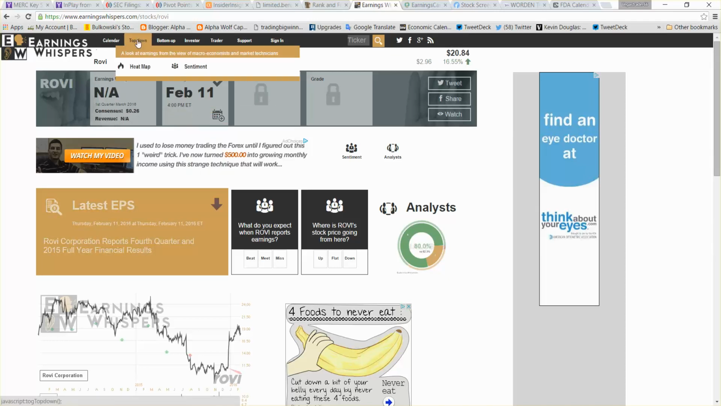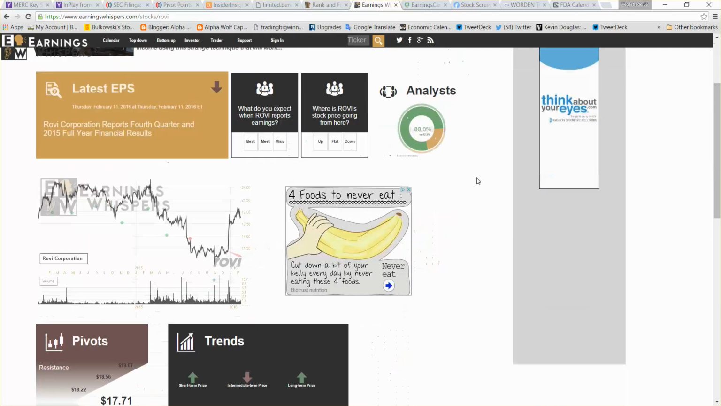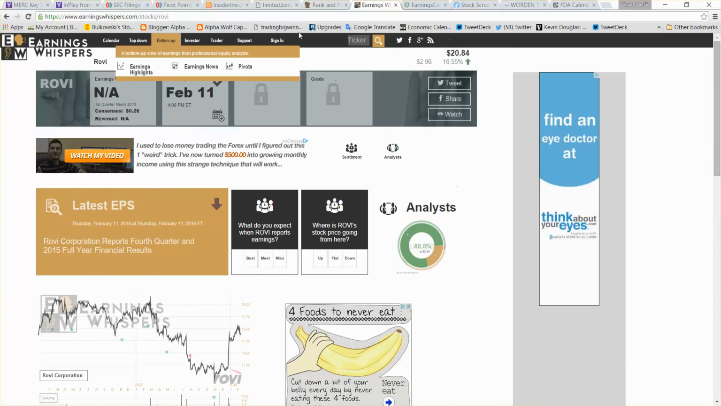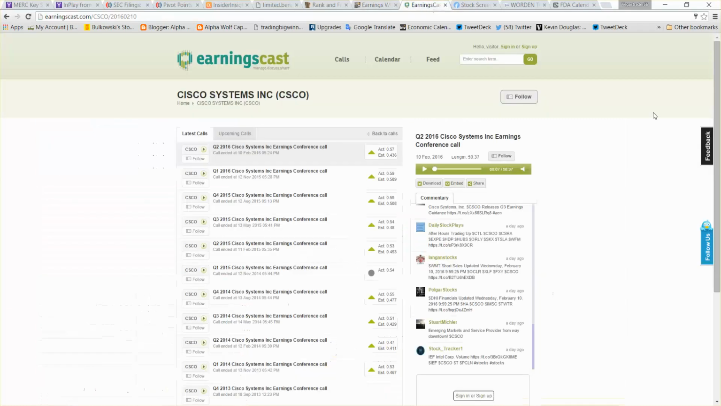But there is an awful lot on Earnings Whisper that it provides. For example, pivots, trends, expected quarterly earnings. There's a lot of information here. Like I said, I probably underutilized this, but it's a great tool to have, one you should bookmark.